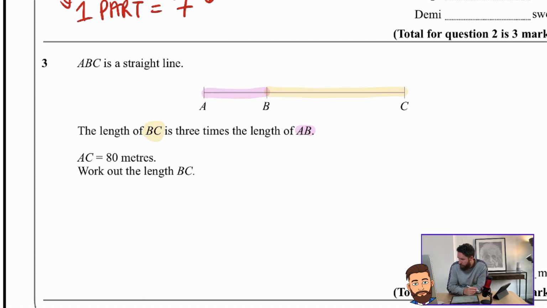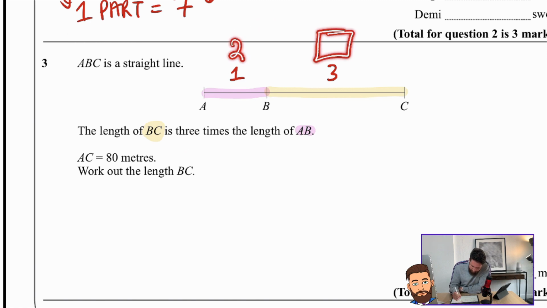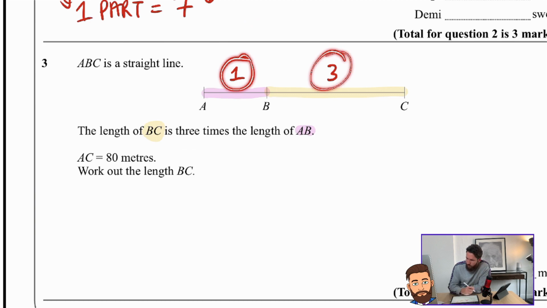So the trick here is you need to call A to B 1 part, and if B to C is 3 times A to B, well, what would 3 times 1 be? 3. The reason I chose 1 here is because it's easy to multiply by 3. So if I put 2 here, if it's 3 times more, what would this be? 6. So no matter what number you put here, as long as you times it by 3, because it's 3 times bigger, it would work. 1 is a nice easy number to use though.